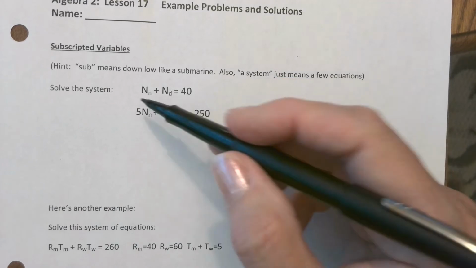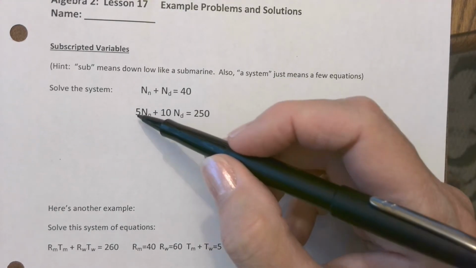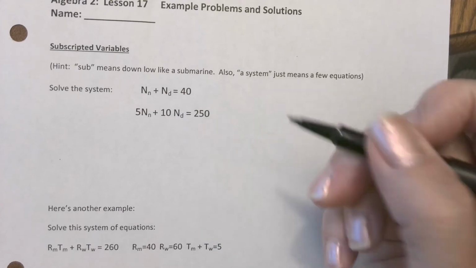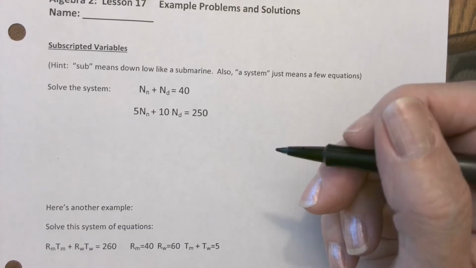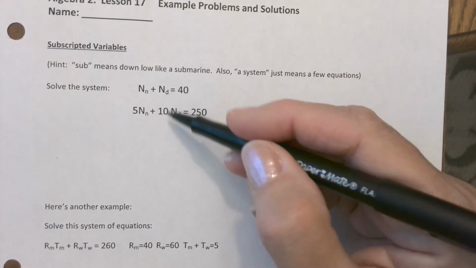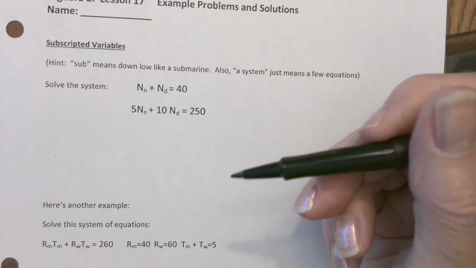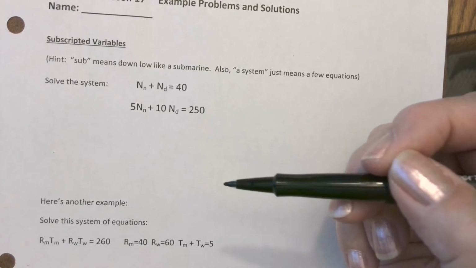So here we have n sub n plus n sub d equals 40. We have 5 times n sub n plus 10 times n sub d equals 250. So this is a system of equations, so we're going to solve it like we learned to do the others. If I add them together, they don't cancel out either of the variables. So I'm going to multiply one of the equations by a number in order to do that.